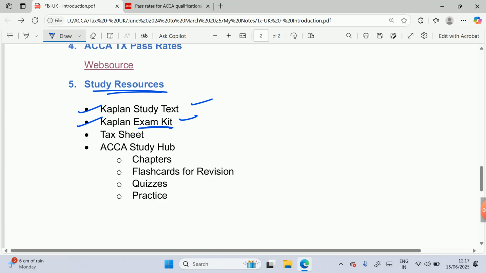And yeah, the tax sheet is nothing but your resource provided to you in your exam. This will be already provided to you, in which rates and allowances of your tax will be provided. Other than that, there is also ACCA Study Hub. In ACCA Study Hub, there are chapters, flashcards for revision, quizzes, and practice. Now I would recommend if you are studying from Kaplan, don't study these chapters. Revision flashcards are fine. Quiz and practice is a must.